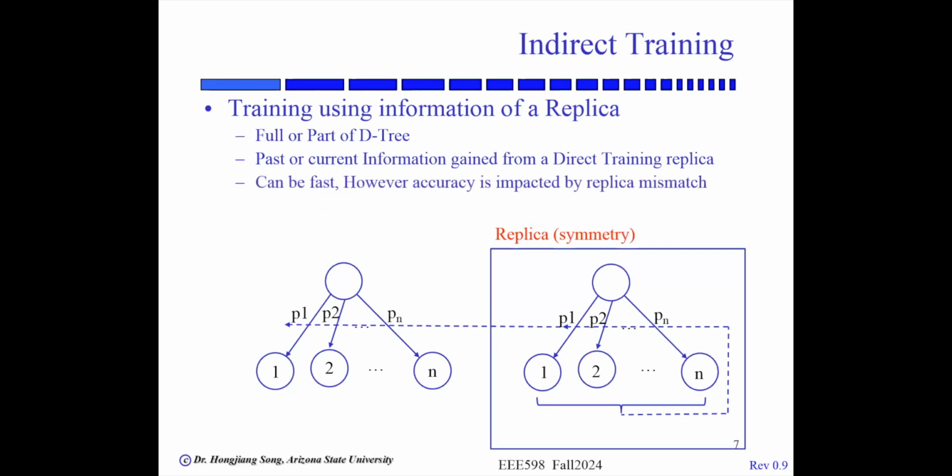The good side of such training is that it can be really fast because you can use information from history. However, it might suffer from limited accuracy due to the mismatch between the decision tree and its replica. In practical design cases, many VLSI designs rely on a combination of direct and indirect training.